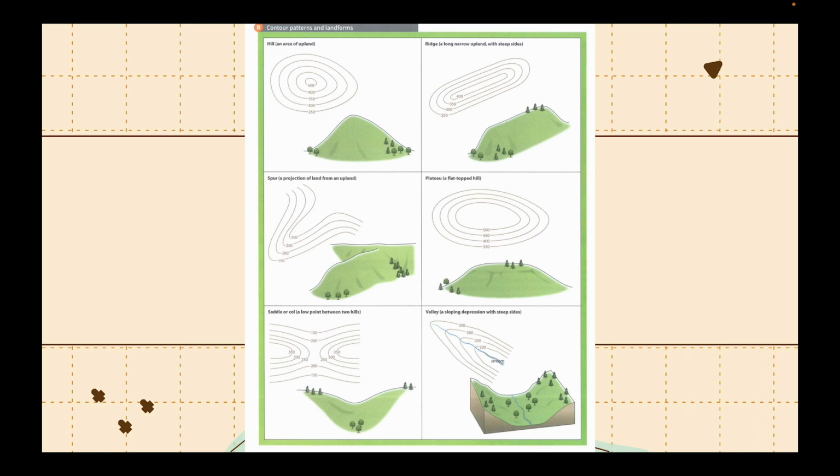So for this, you do need to have some understanding of contour patterns and landforms. So a hill or a circular knoll, you can clearly see follow like a circular pattern here, rising from a low height to a higher elevation here. So this is showing a ridge, a plateau, a spur, a saddle, and a valley here. Again, usually valleys would have a stream or river running through the middle of this.